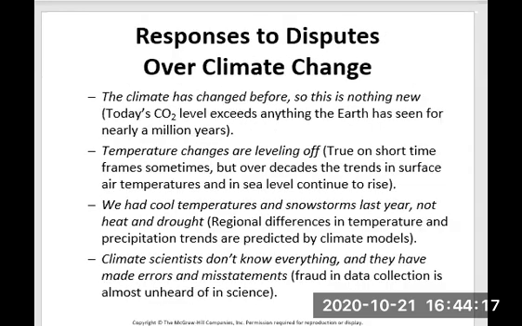There are certain temperature changes that are leveling off. We had cool temperatures and snowstorms last year, not heat and drought. Some climatic scientists don't know everything and they have made errors and misstatements. There was a fraud in data collection that's almost unheard of in science. So these are the different disputes over the climatic change.